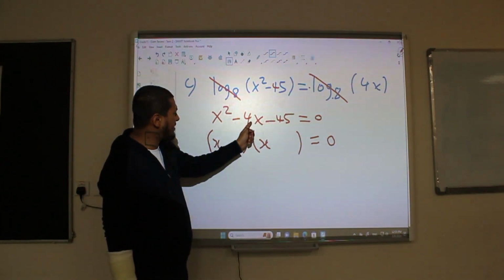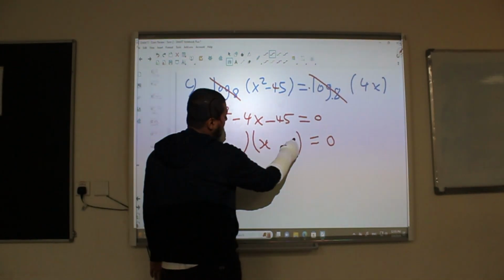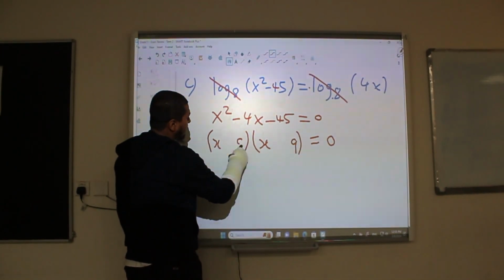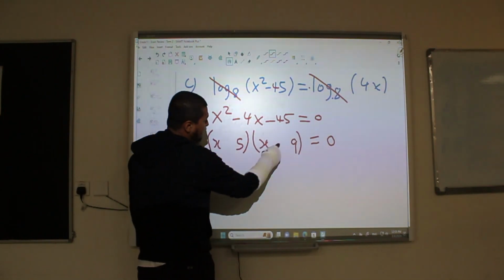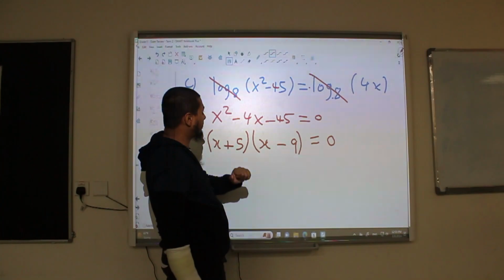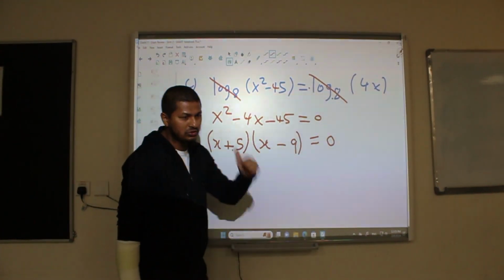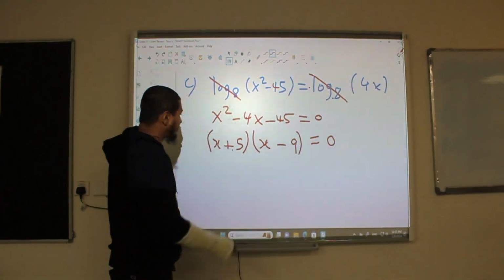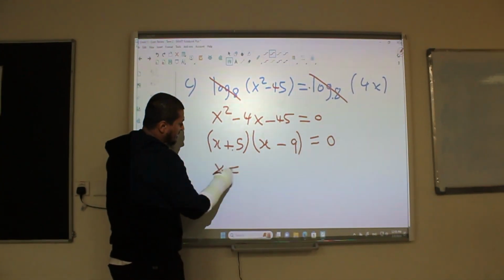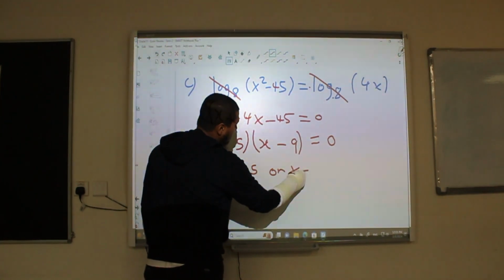So x squared minus 4x minus 45. Now we can see 9 times 5 is 45. So put the 9 here and the 5 there. But negative 9 times positive 5 will give me negative 45, and negative 9 plus 5 will give me negative 4. So we need to check the sum and the product. So x equals negative 5 or x equals 9.